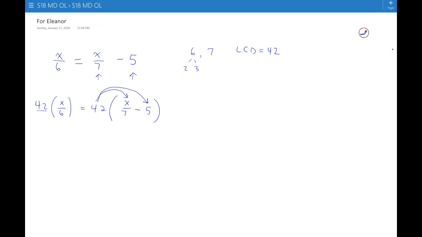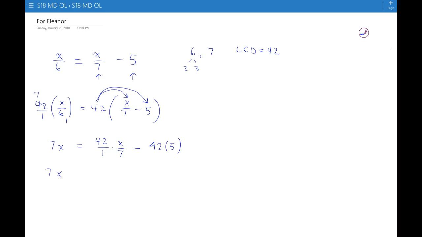So on the left-hand side, it's like 42 over 1 times x over 6. 6 goes into 42 7 times evenly. That's why we picked 42, because it was a multiple of 6. Equals, and then I'm going to do this in slow motion, where you distribute 42 over 1 times x over 7 minus 42 times 5.